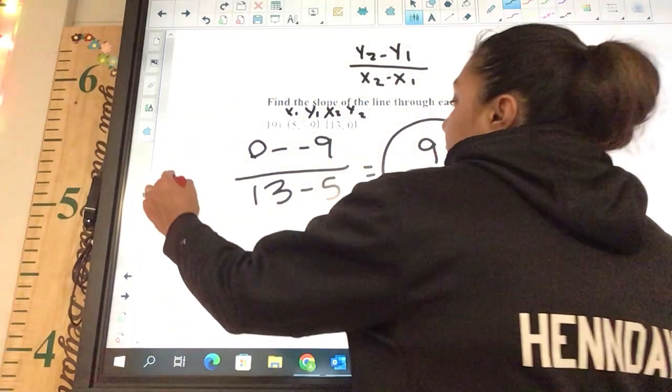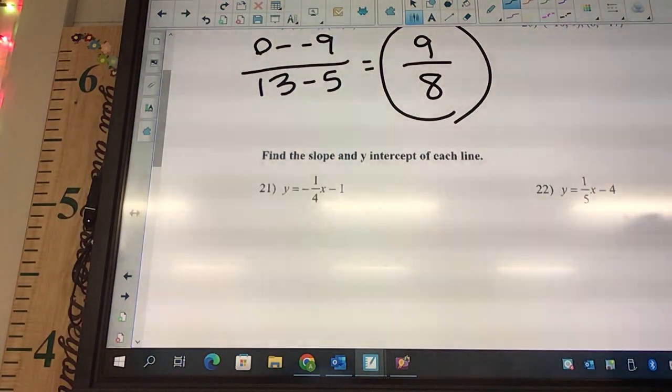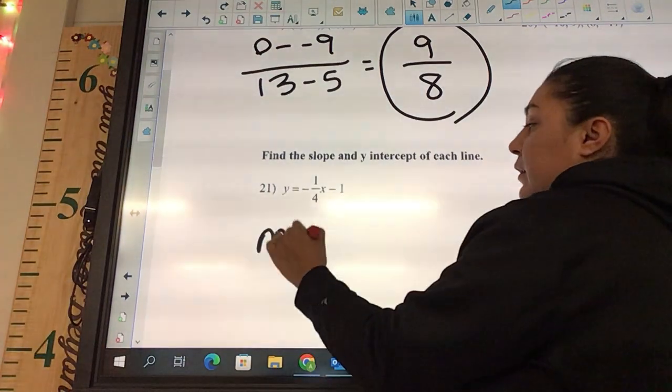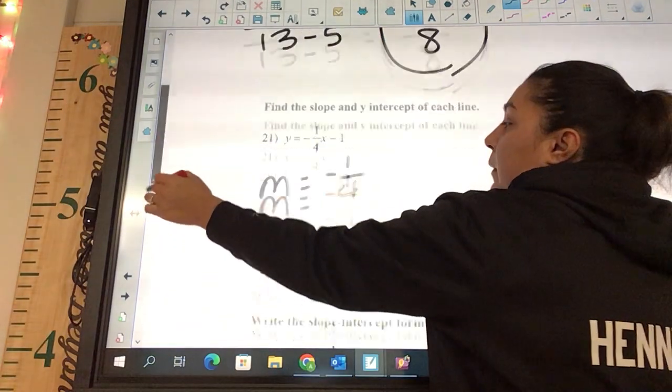Okay, the next one says find the slope and the y-intercept of the line. Which one's the slope? -1/4. What letter do we use for slope? M. So you're just going to say m equals -1/4. b equals what? -1.